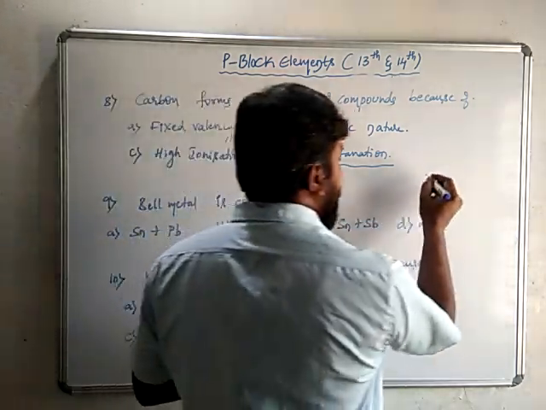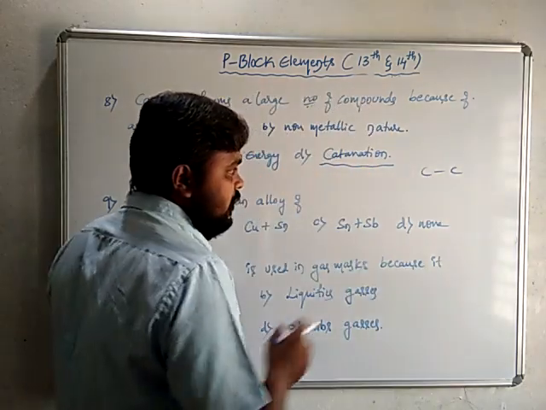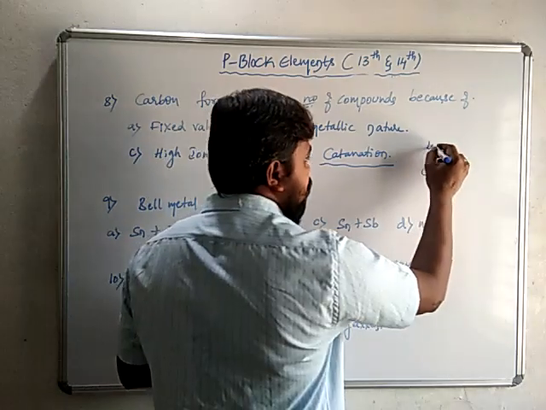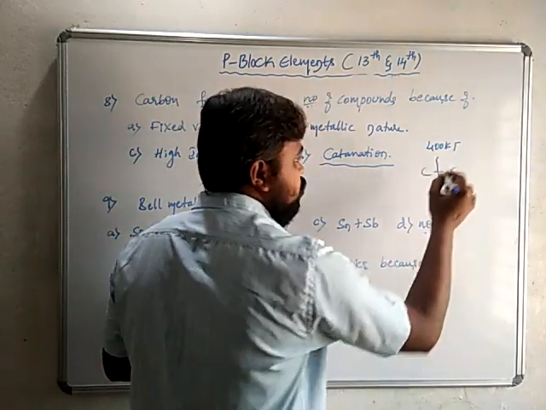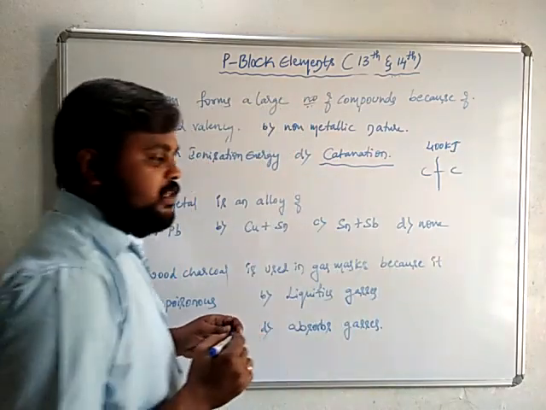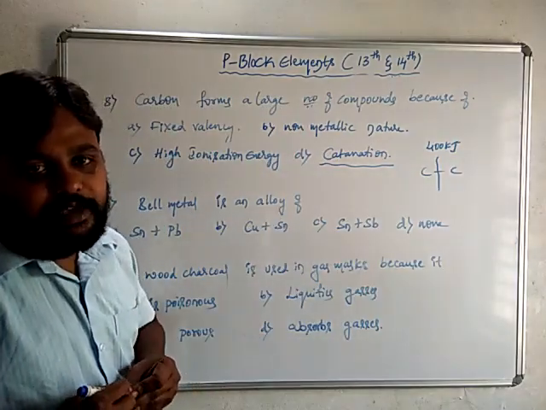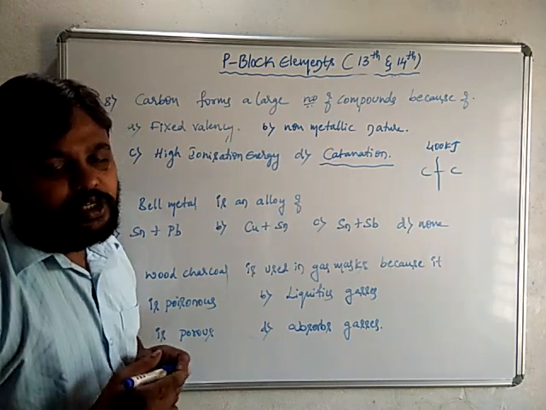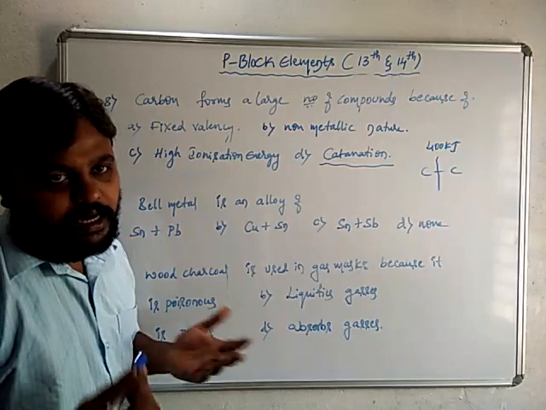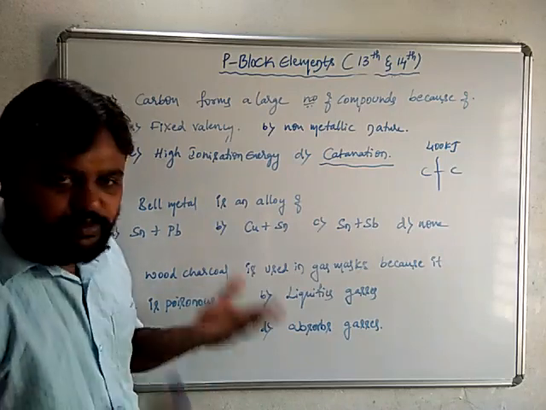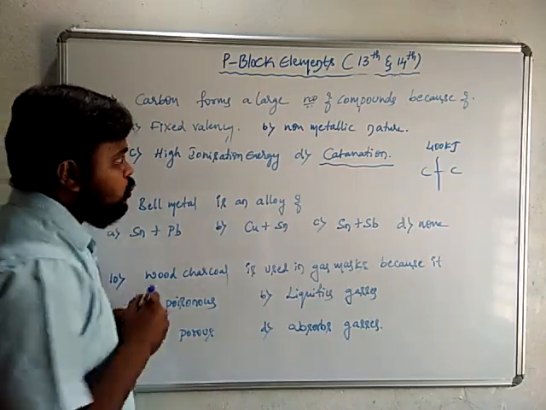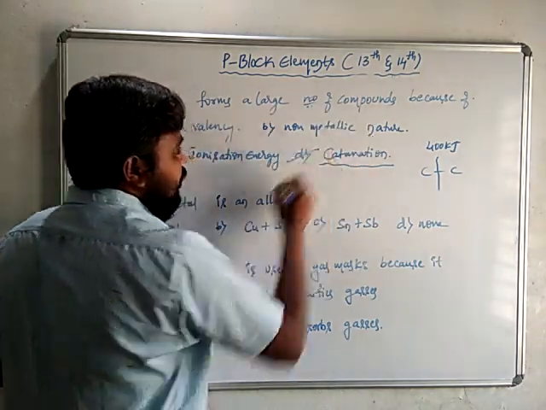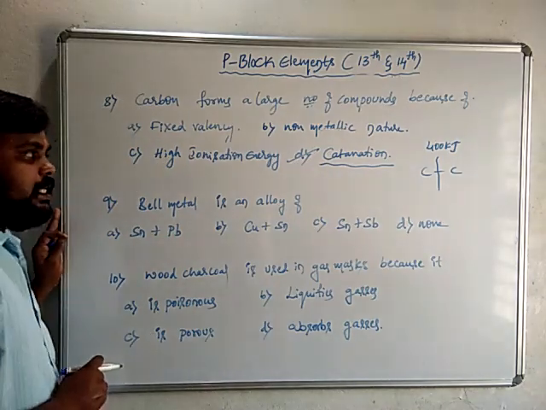Carbon has a very high catenation property because the C-C bond is very strong. It requires a large amount of energy, around 400 kilojoules, to break this C-C bond. Because of this strong C-C bond, carbon has the highest catenation property. Because of that, carbon can form a variety of organic compounds as well as inorganic compounds. That's why carbon forms a large number of compounds because of its catenation property. So option D is the right answer.